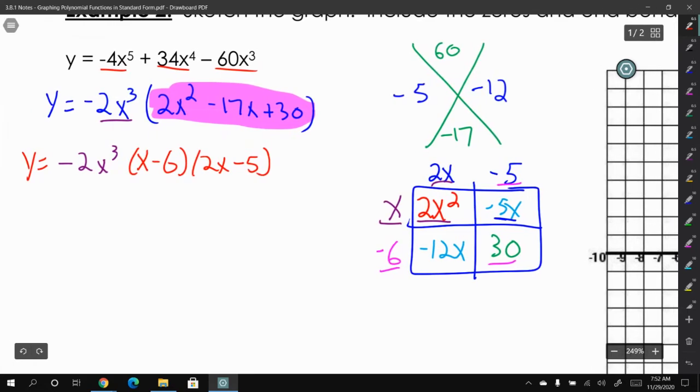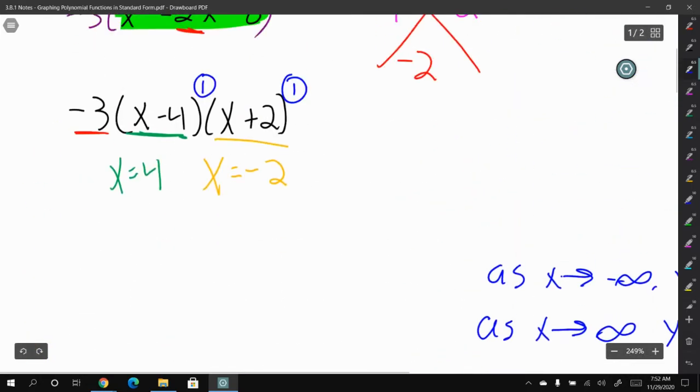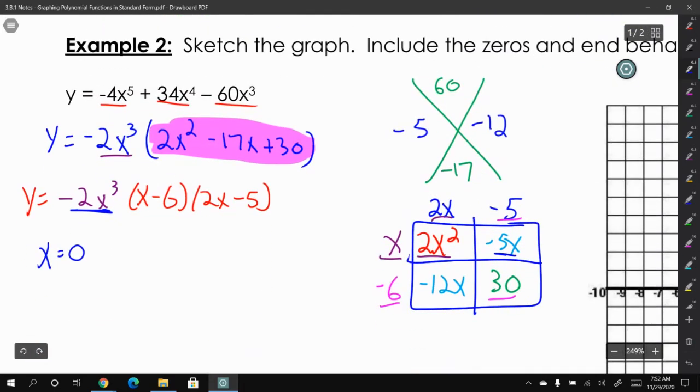Now we have to set each part with an x equal to 0. So we look at this, negative 2x to the third equals 0. Well, there's no adding or subtracting. So when we have that, we just get x equals 0. Now you may be thinking, well, why didn't we do that up here when we had that negative 3 out front? See, there's no x with that. It's not negative 3x, it's just negative 3. Down here, it's negative 2x to the third.